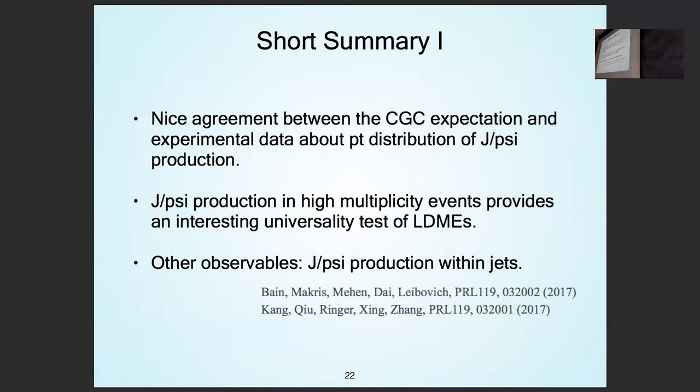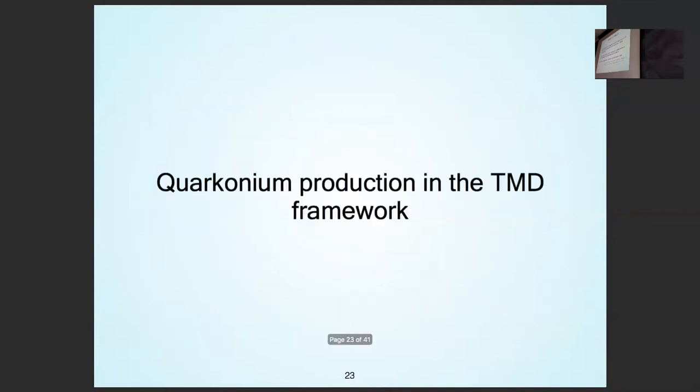So yeah, we have discussed some interesting disagreement with long distance matrix elements constrained by Tevatron data, Tevatron energy, and e plus e minus data upper bound, right? I don't mention it here, but there's another interesting observable, J/psi production within jets. This is another test for constraining long distance matrix elements. But this is another story.